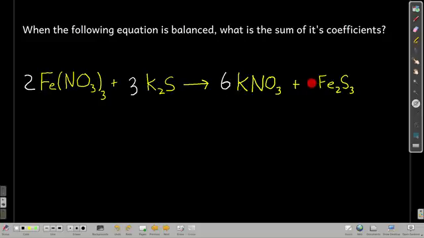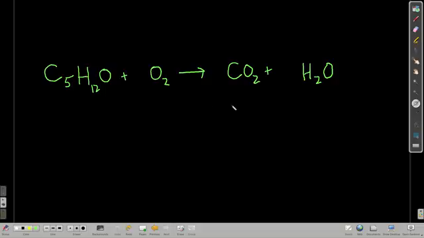They don't see a number there, so they don't add it, but there's an implied 1 here. So 2 plus 3 is 5, plus 6 is 11, plus 1 is 12. And that's our answer. The sum of the coefficients is 12. So let's do another example. Let me show you a few other tricks.